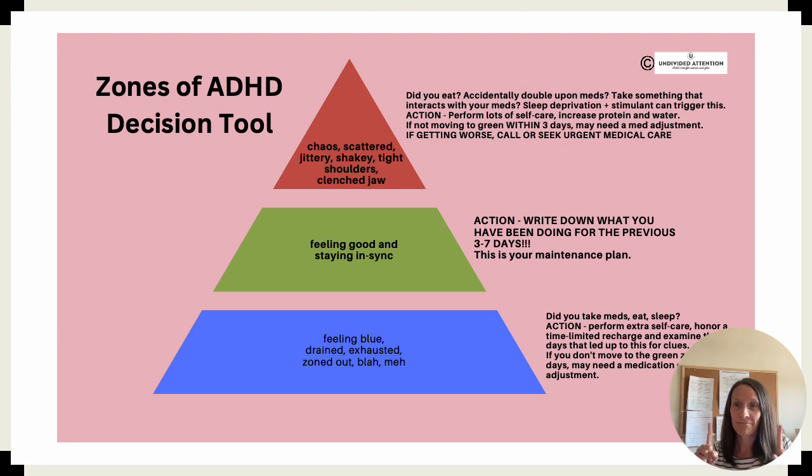So self-care, first step, always self-care. Perform lots of it. Increase protein and water, because maybe you haven't eaten. You may have forgotten to eat because you hyper-focused on something and completely skipped lunch, and you have no appetite because of your stimulant medications. But your brain is a glucose obligate. What that means is that brains do not function well if they do not have a sufficient amount of glucose. So you have to be putting regular inputs of nutrition into your body for your brain to work properly.